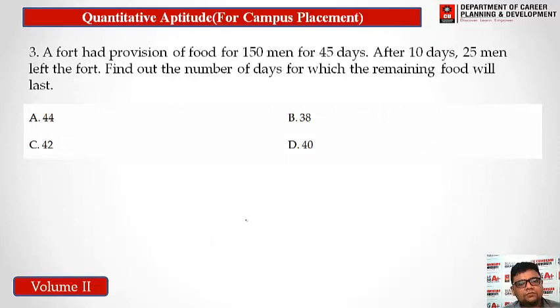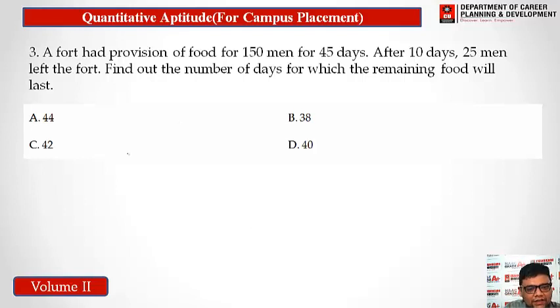Question number 3. A fort has provision of food for 150 men for 45 days, and after 10 days 25 men left the fort. Find out the number of days for which the remaining food will last. So normally we knew how to solve it, that 45 days is the initial number of days for which the food is available for 150 men. Now the question is after 10 days. So 10 days of food is already consumed by them.